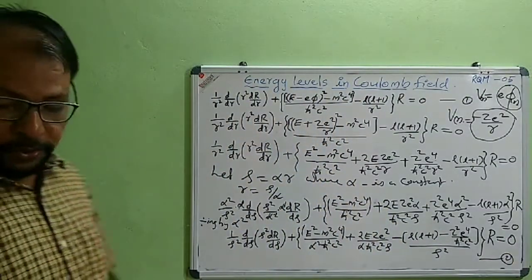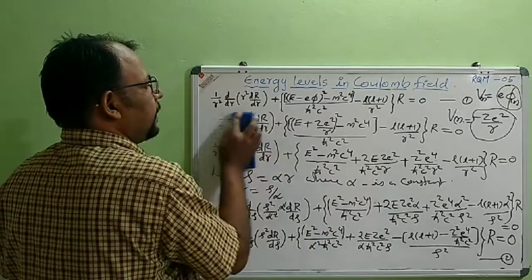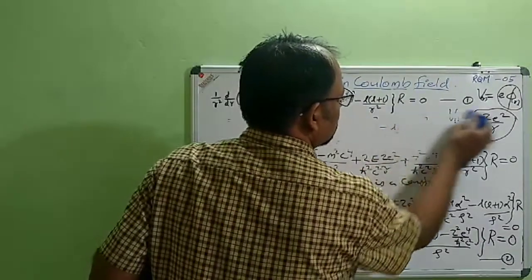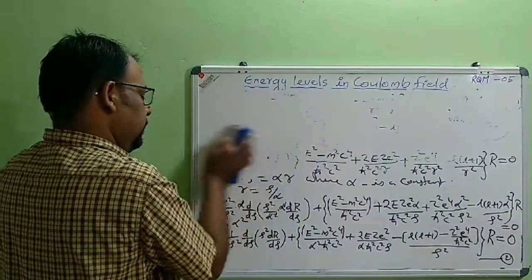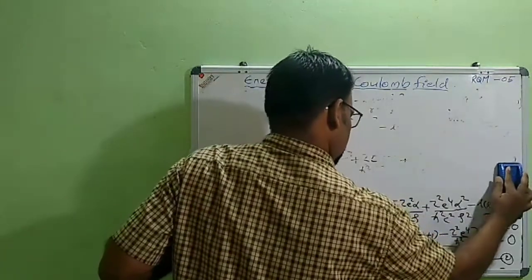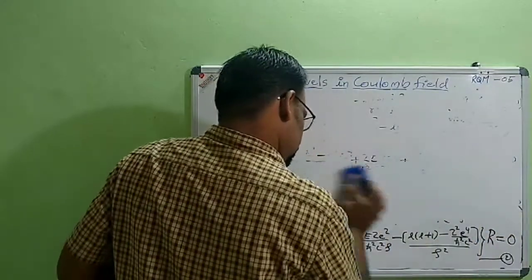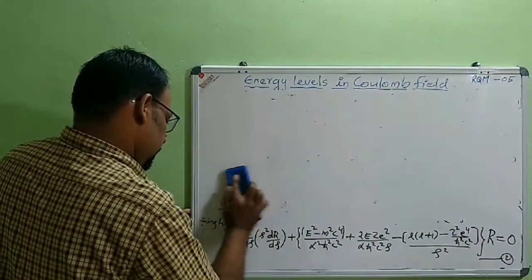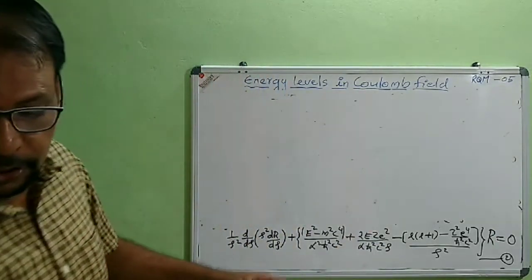Now we will solve this equation similar to the solution of radial part of hydrogen atom. In the case of hydrogen atom, we obtained an equation similar to this equation 2. What is that equation? We have simplified the radial part for hydrogen atom and we have written an equation similar to this equation 2.